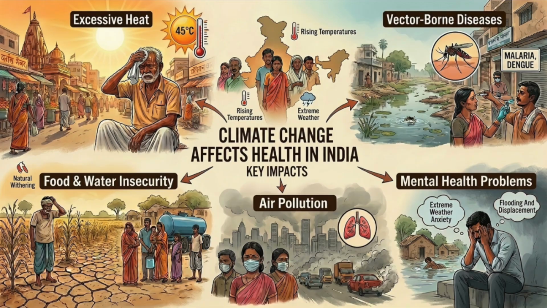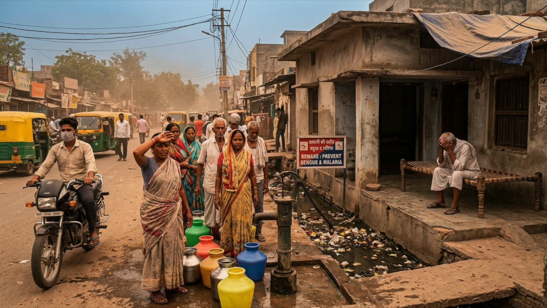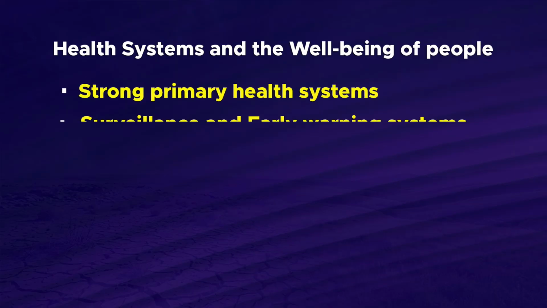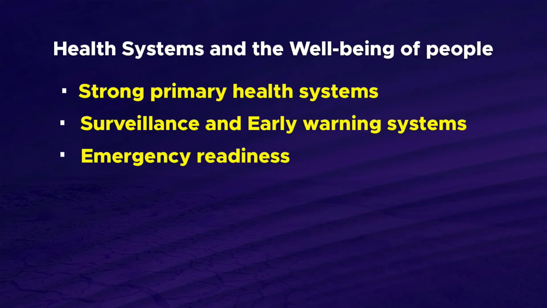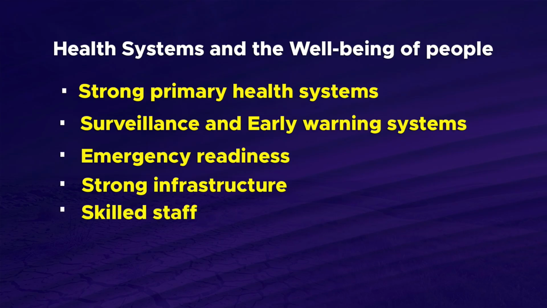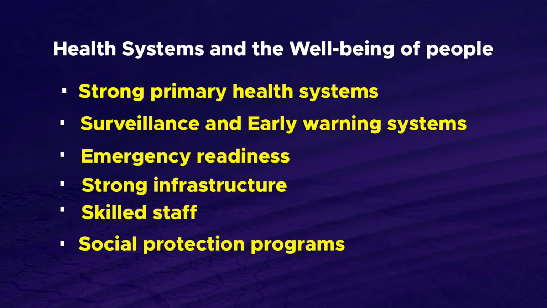Now let me explain to you the health system and the well-being of the people. Climate change affects health in many ways, such as through excessive heat, changes in the spread of water and vector-borne diseases, food and water insecurity, air pollution, and mental health problems that come from being forced to move or stress at work. In the health sector, adaptive capacity means having strong primary health systems, surveillance and early warning systems, emergency readiness, strong infrastructure, skilled staff, and social protection programs that protect vulnerable groups from shocks.